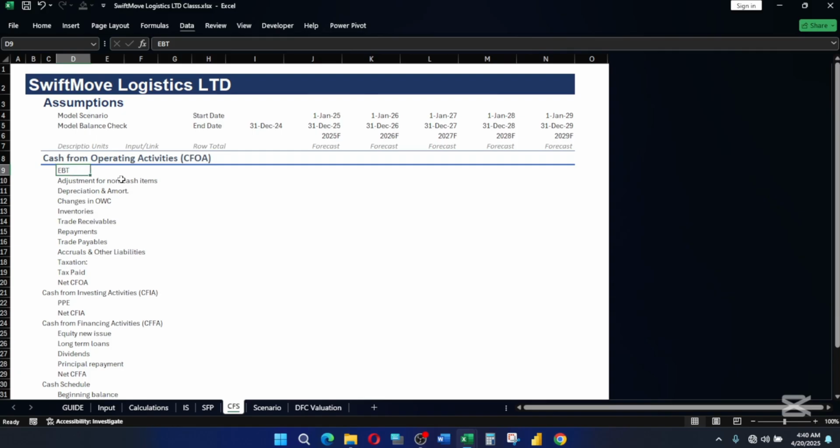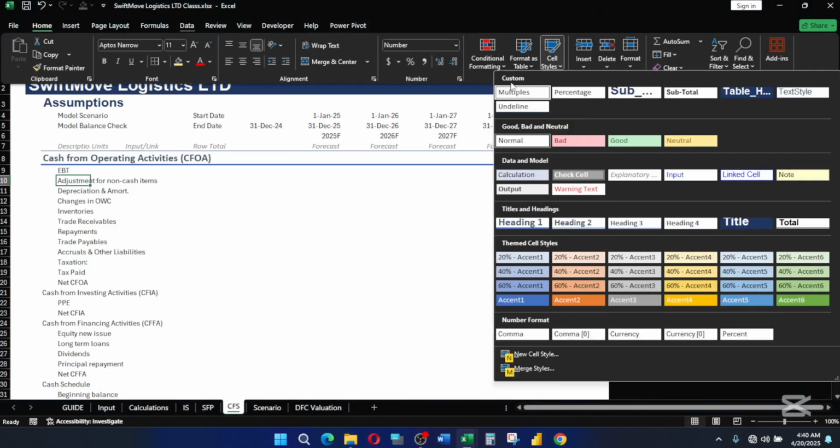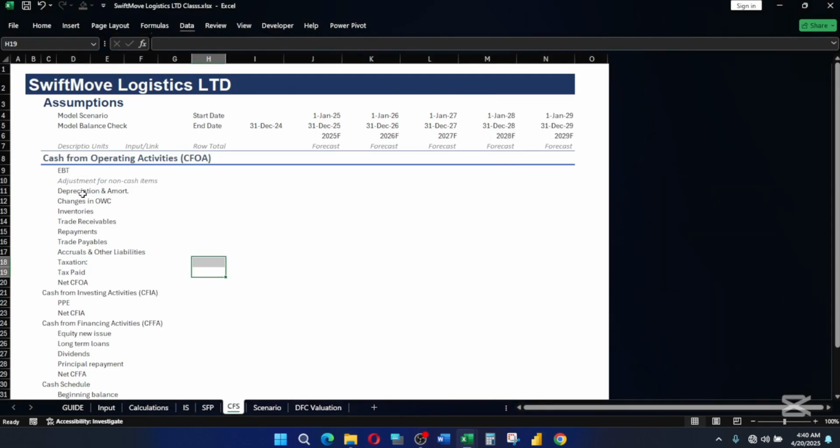So this net profit before interest, we are going to bring it from the income statement. Then this is adjustment. We are going to apply our explanatory style here. Then this is our depreciation. These are changes in operating working capital. I will explain that again later, and I'll explain why I still have this here, right?